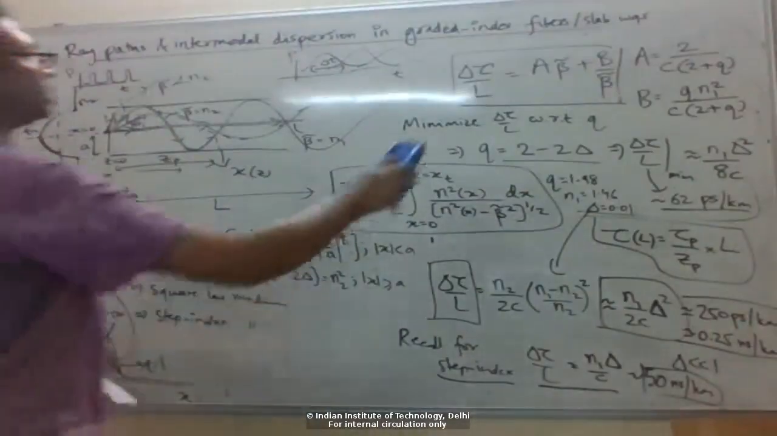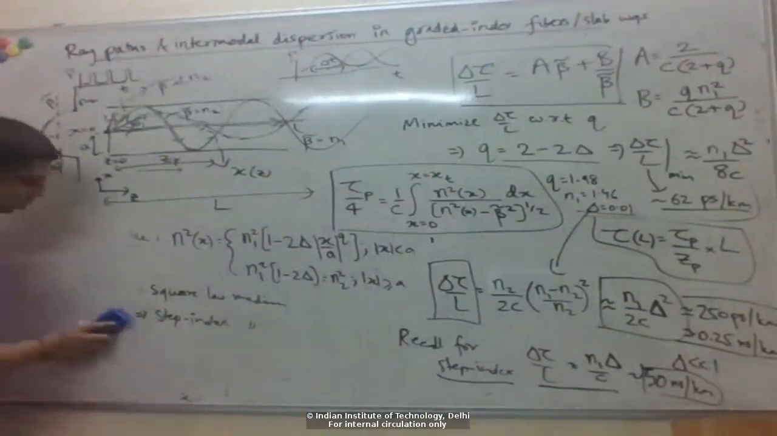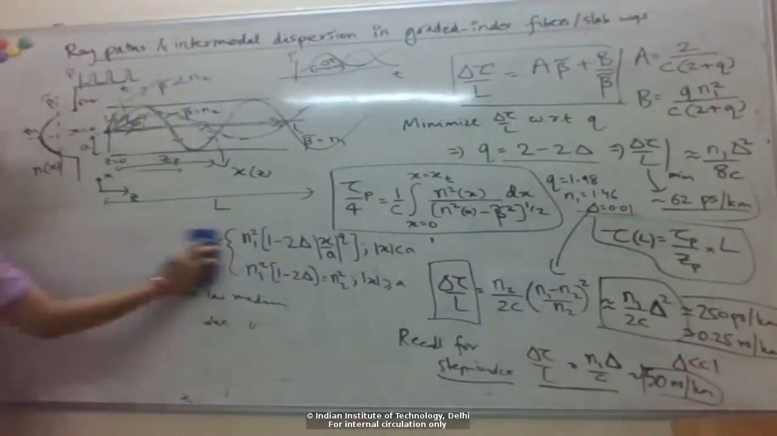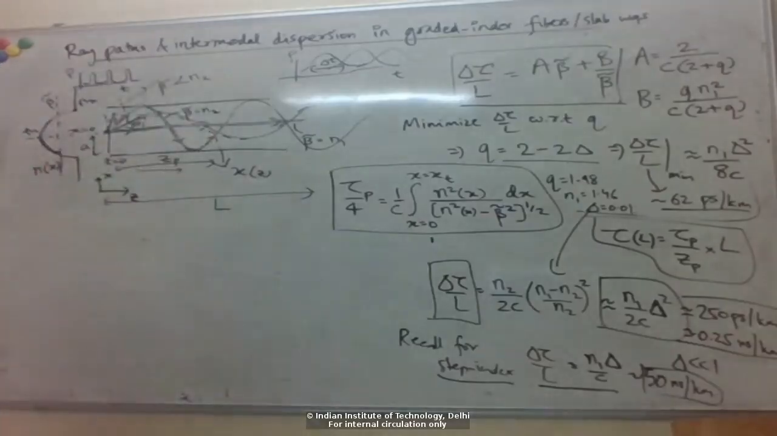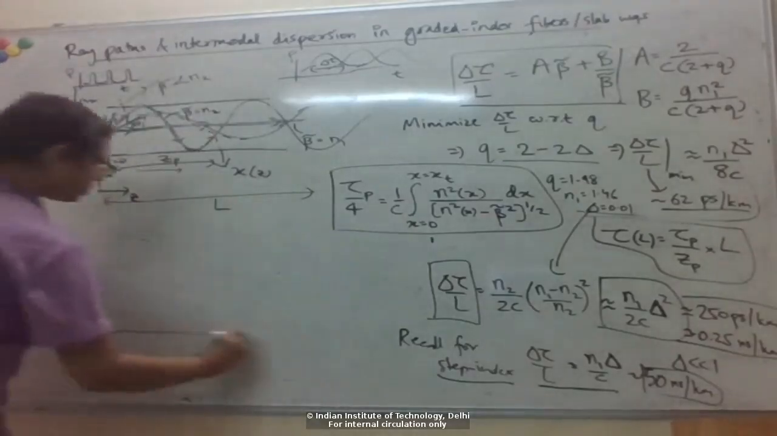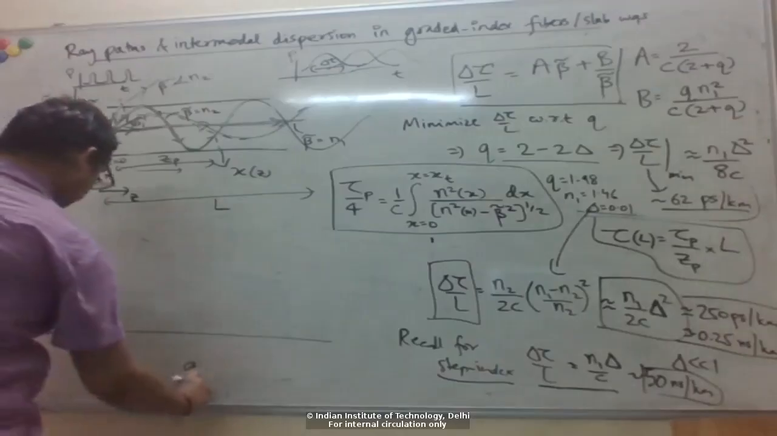So if you plot this dispersion delta tau over L as a function of q, I have the dispersion here in nanosecond per kilometer. The x-axis is q.